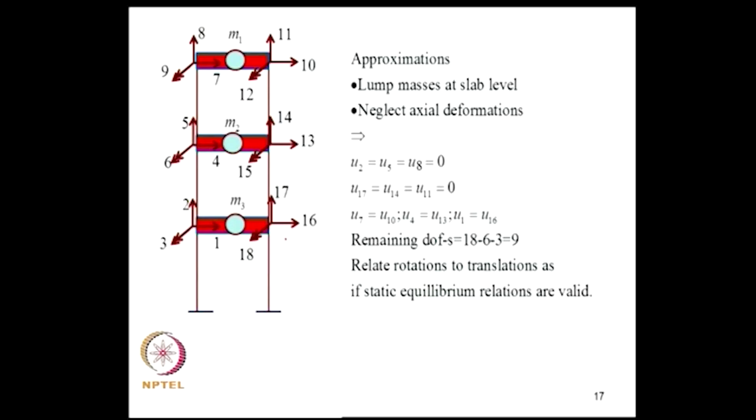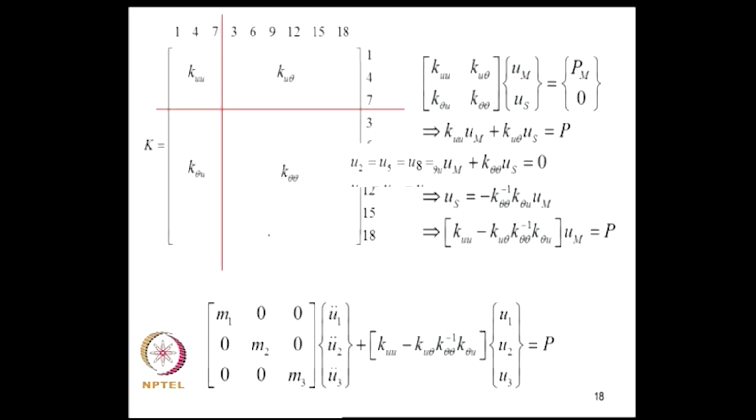So, now what are the remaining degrees of freedom? There are 18 degrees of freedom in this. 18 minus 6 minus 3, if we eliminate, there are 9 degrees of freedom. Now, in the remaining 9 degrees of freedom, which are basically the translations here and rotations at these joints, we want to now eliminate rotations and relate them to translations through relations which are valid only for static conditions. So, that is a static condensation strategy.